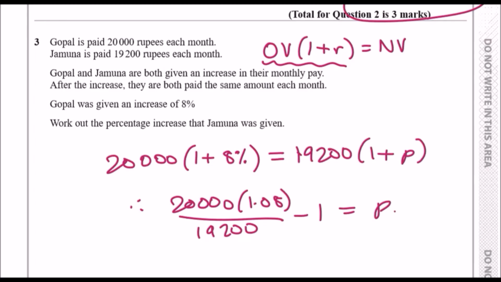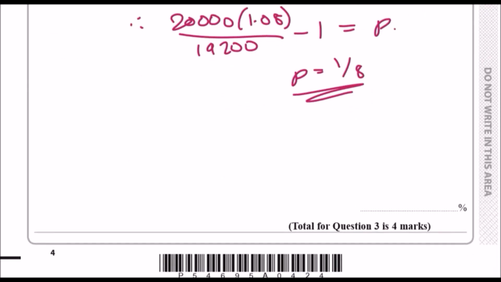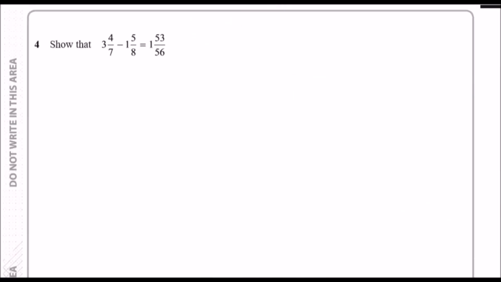That's it, guys. Now put this in a calculator, because I haven't done that yet. So you should get 20,000 times 1.08 over 19,200, all of that minus 1, and it should give us 1 over 8. So P is 1 over 8. Let me just write that down. And again, just to change this to a percentage, guys, just times it by 100, yeah? And you should get 12.5%.